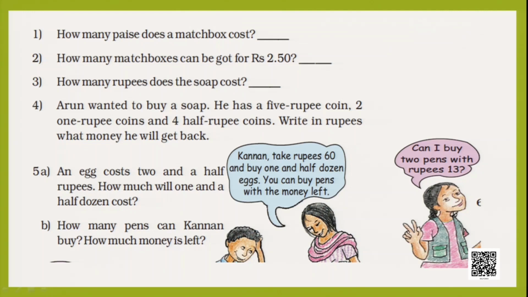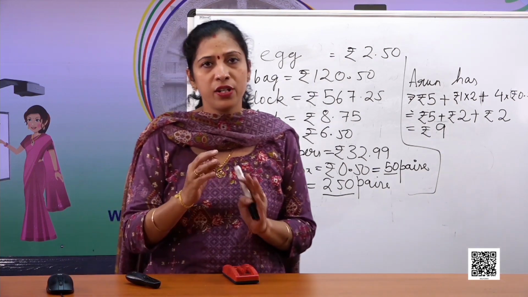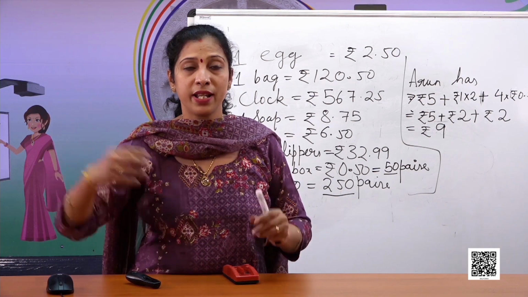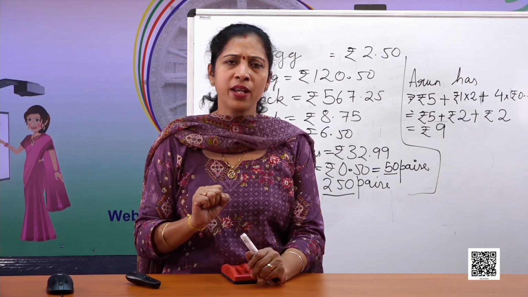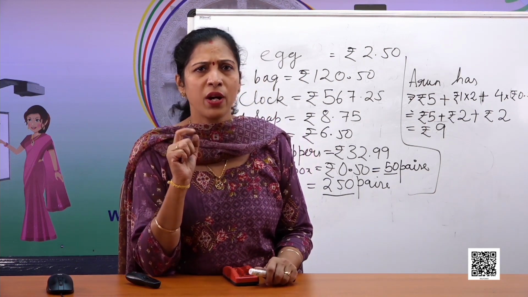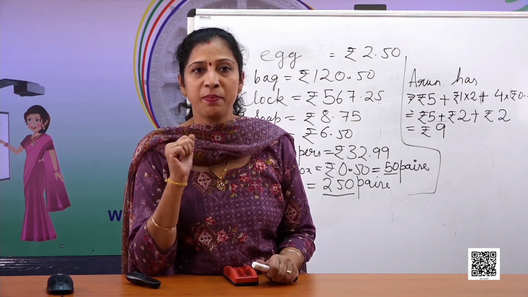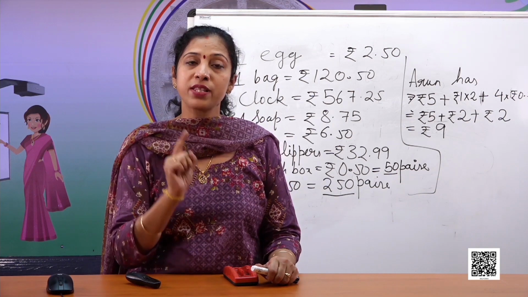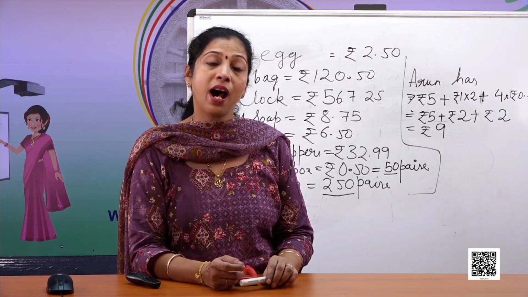Now the next question is, an egg costs rupees 2.5. How much will 1.5 dozen eggs cost? Now children, you also know when we are buying one thing and you have to buy many things, you want to buy a 5 rupees chocolate and you are going to buy 6 such chocolates, which operation do you do? Yes, you can go for multiplication. So if the price of 1 egg is given, you can always find out the price of 1.5 dozen.